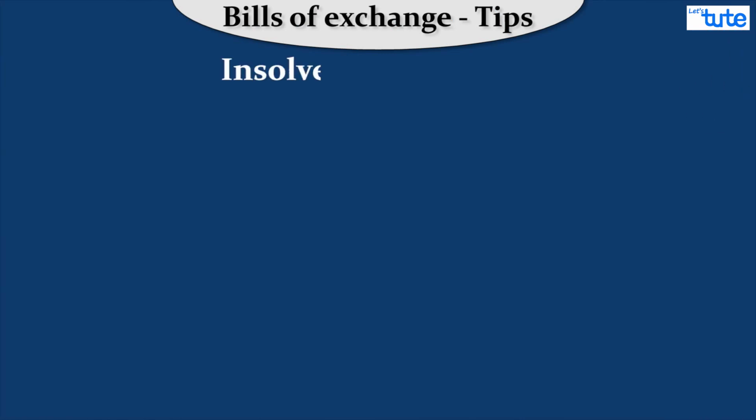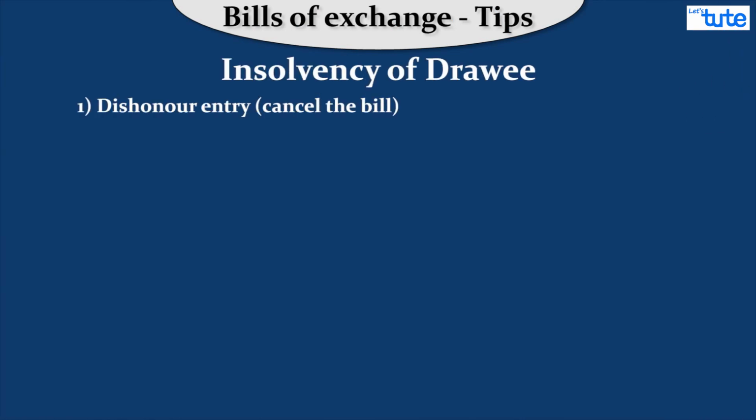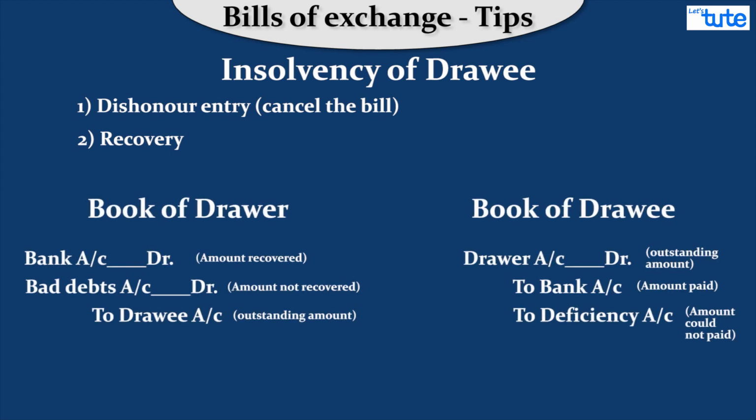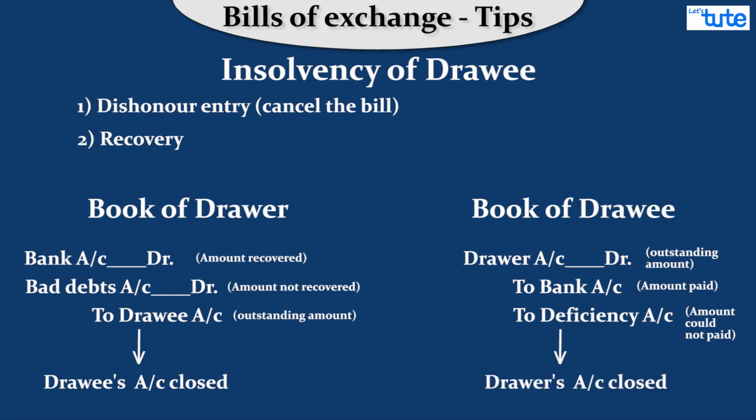Lastly, if it is the case of insolvency of drawee, then also remember to cancel the bill by passing dishonor entry and then final recovery entry, where check how much amount was outstanding and out of which how much amount is received. The balance will be bad debts for the drawer and deficiency for the drawee. After this full and final settlement, drawee's account in drawer's book and drawer's account in drawee's book will be closed, that is, account will get tally as the final possible recovery is done.